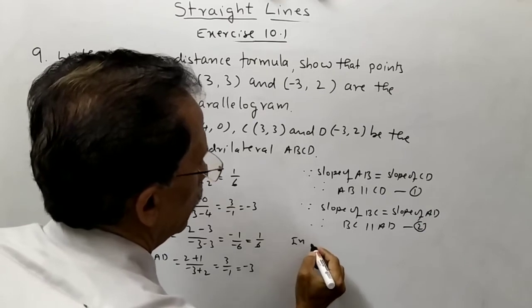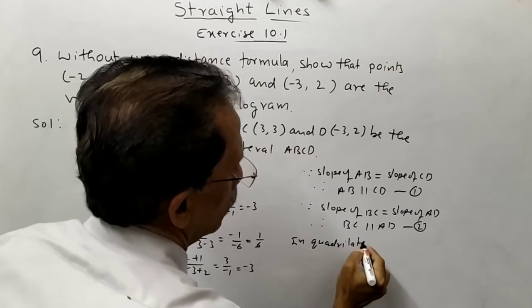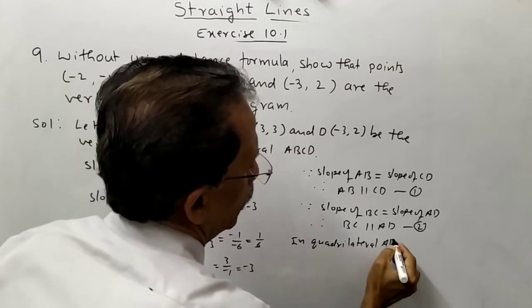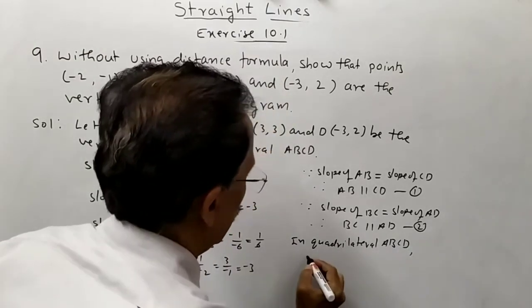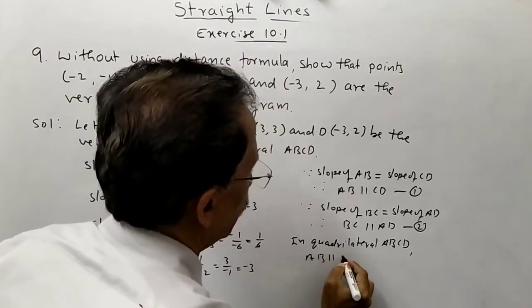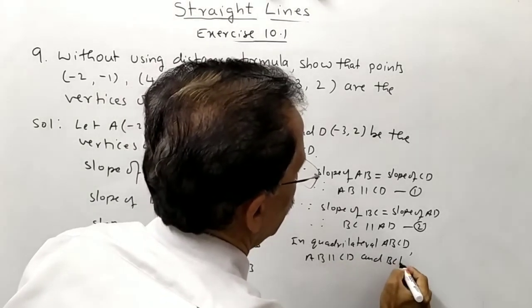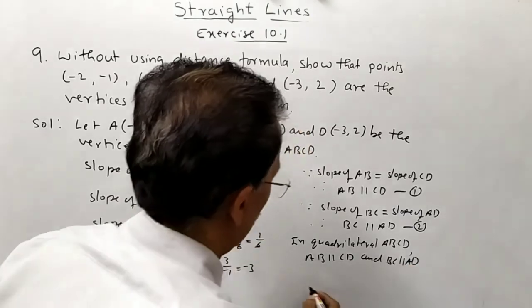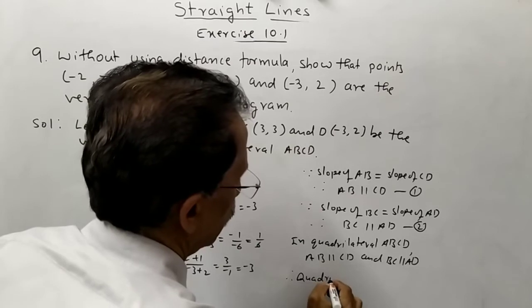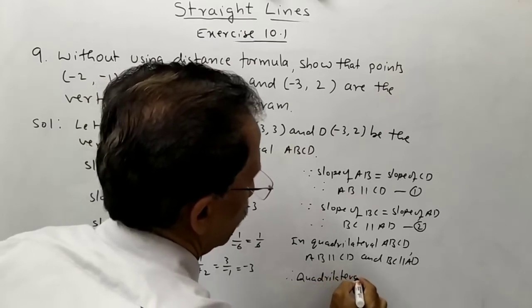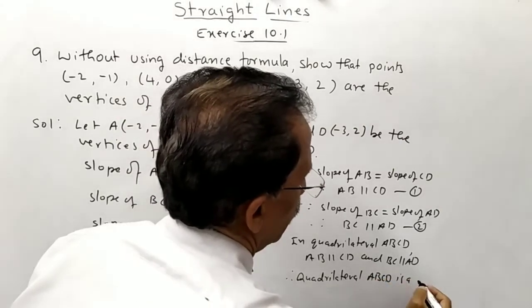In quadrilateral ABCD, AB is parallel to CD and BC is parallel to AD. Therefore, quadrilateral ABCD is a parallelogram.